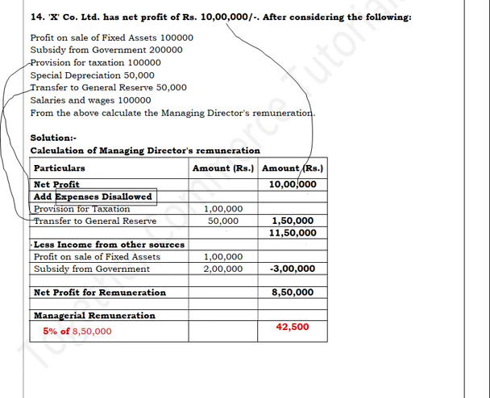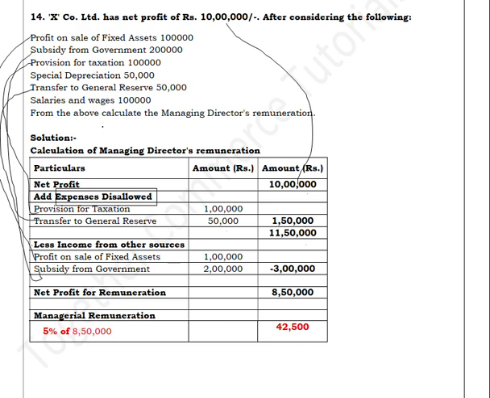Then comes the next part, that is minus income from other sources. So less income from other sources. In this also we have to take some points: the profit from sale of fixed assets is to be taken here. Then subsidy from government will come here. The rest of the things, that is special depreciation and salaries and wages, are to be exempted. So these won't come in this calculation.